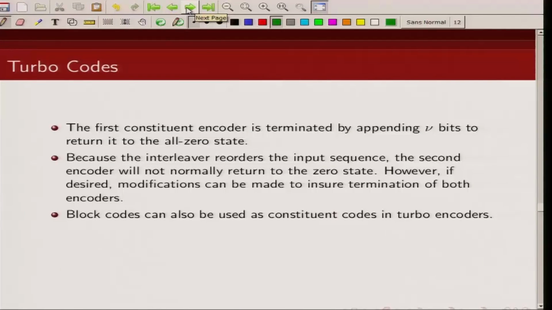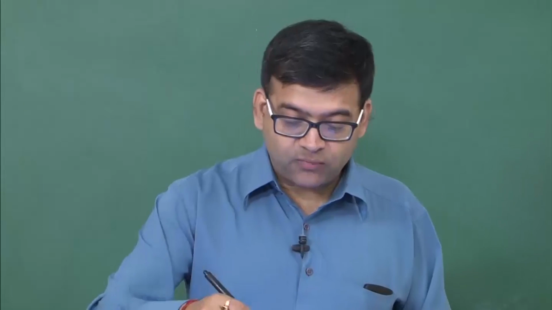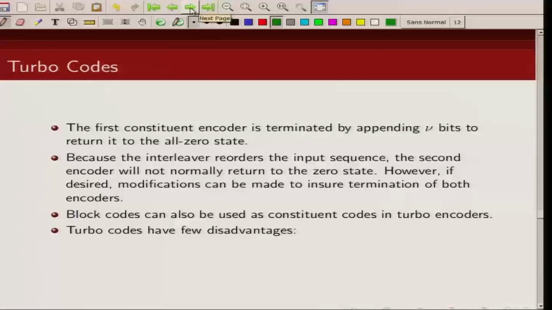So far I have shown you that we are using recursive systematic convolutional encoders in a parallel configuration. We could also design the same thing using block codes as well, and we are not going to discuss those in this lecture.